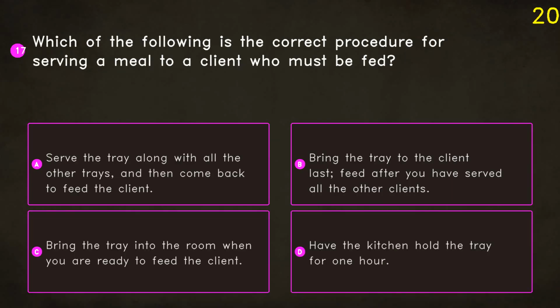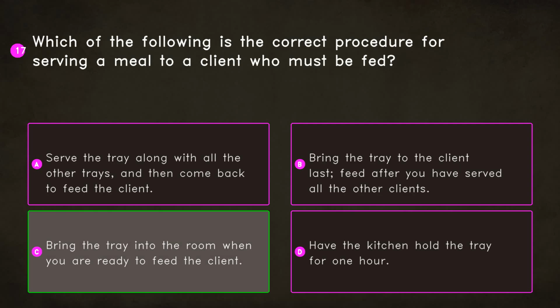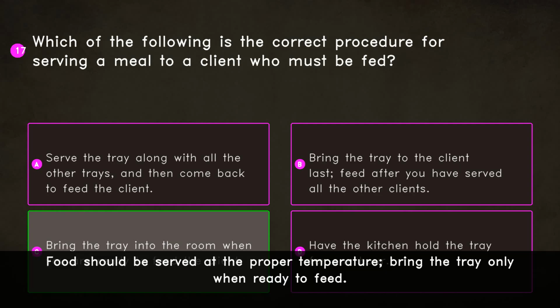Question 17. Which of the following is the correct procedure for serving a meal to a client who must be fed? A. Serve the tray along with all the other trays, and then come back to feed the client. B. Bring the tray to the client last, feed after you have served all the other clients. C. Bring the tray into the room when you are ready to feed the client. D. Have the kitchen hold the tray for 1 hour. The correct answer is bring the tray into the room when you are ready to feed the client. Food should be served at the proper temperature. Bring the tray only when ready to feed.